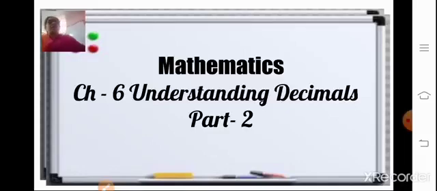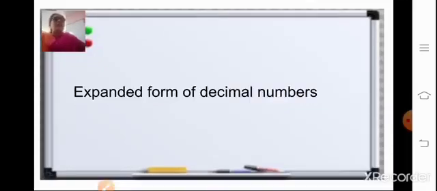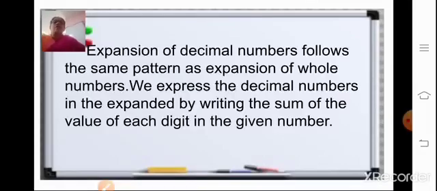Okay, so today let's continue and learn how to write the decimal number in expanded form and also how to write the expanded number in short form. So first topic, let us start with the first topic, that is expanded form of decimal numbers. Now how to write the expanded form of decimal numbers.